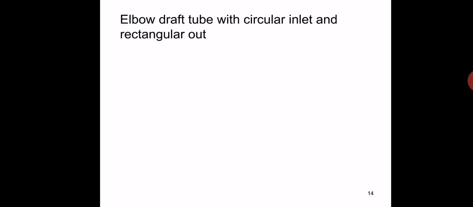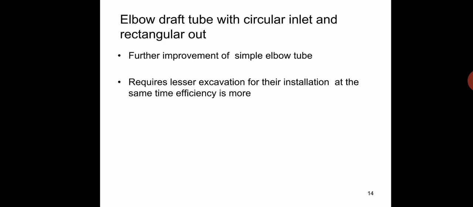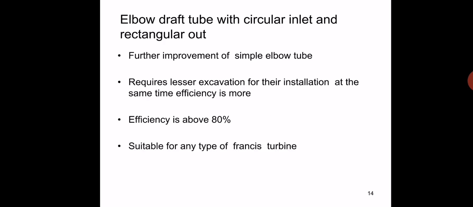When we come to the elbow draft tube with the circular inlet and the rectangular outlet, these are an improvement of the simple elbow tubes. When compared with the simple elbow tubes, these have more efficiency. These are also used where lesser excavation is required. The efficiency is about 80 percent. These are used for all types of Francis turbines. These are the different types of the draft tubes.